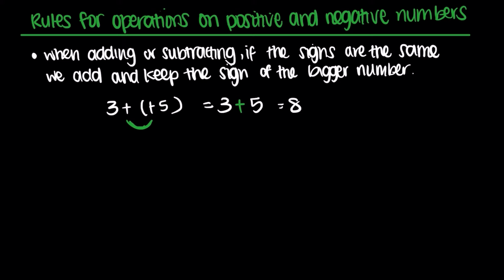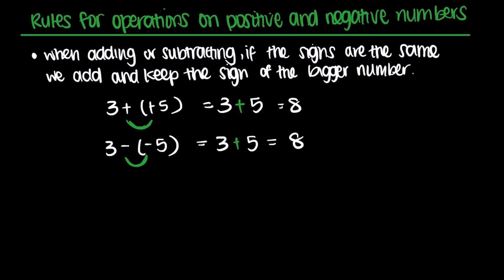Next example. 3 minus negative 5. The signs are the same, so we add, and this now becomes 3 plus 5. We keep the sign of the bigger number, which is 5, and it's positive, so our answer is positive 8.